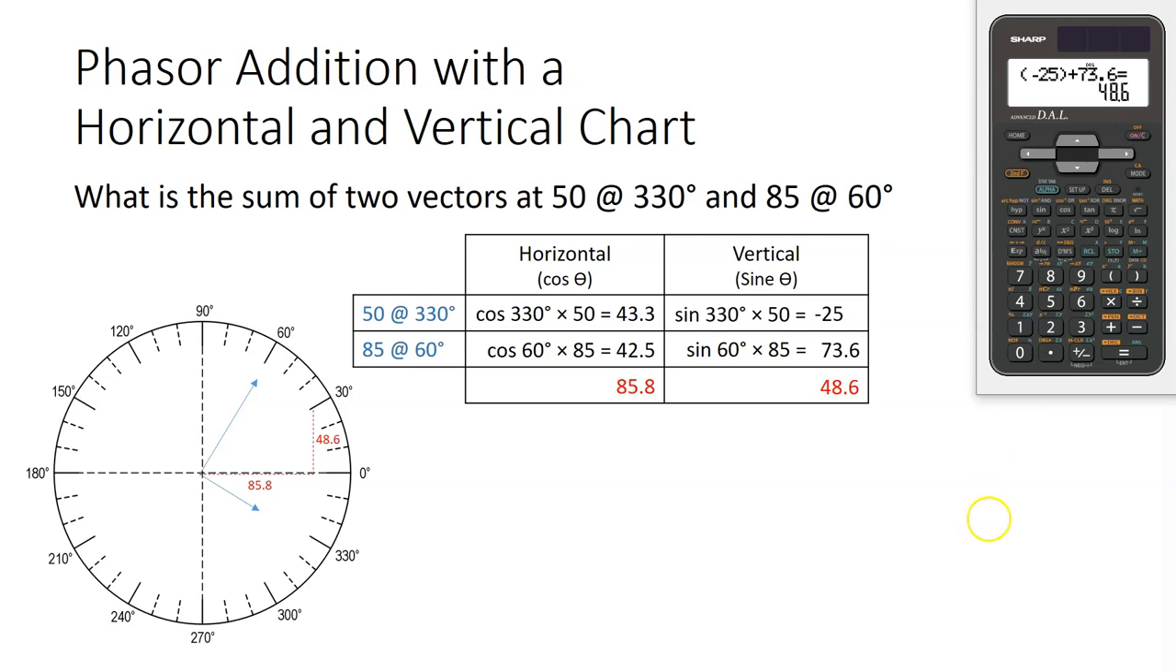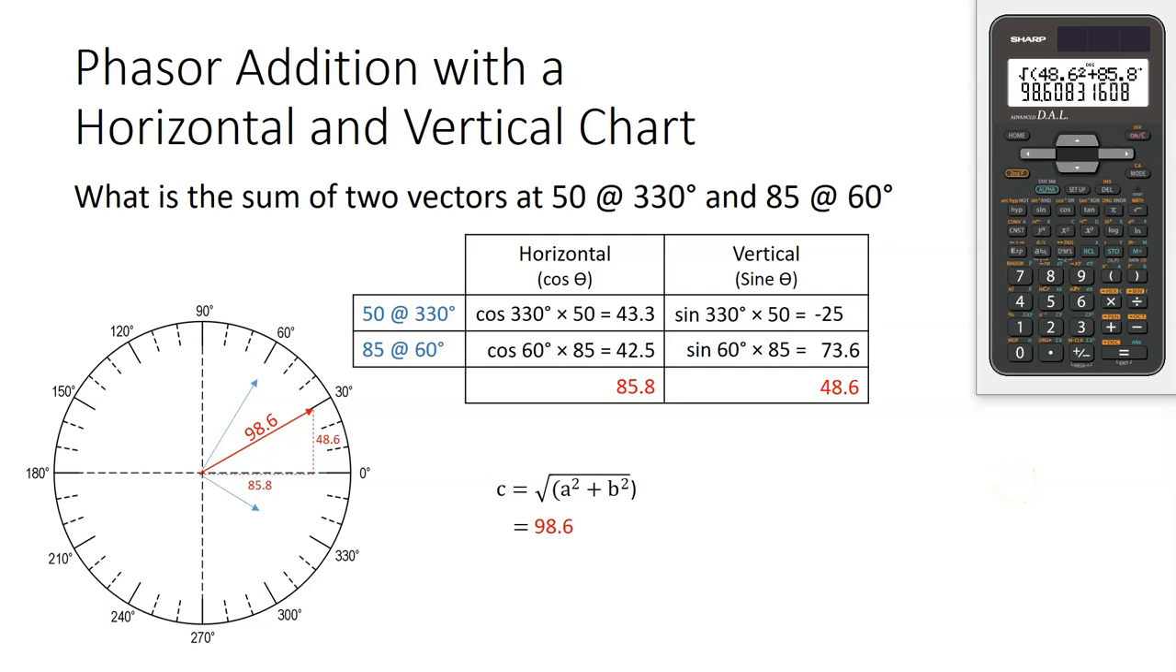To figure out the resultant phasor, we need to use our Pythagorean theorem. C squared equals a squared plus b squared, or transposed, C equals the square root of a squared plus b squared. So we'll enter those into our calculator. So the square root, open brackets, a is our altitude, 48.6, the vertical is our altitude, squared, plus 85.8 squared, close the brackets. It equals, we end up with 98.6 as our resultant vector, our resultant phasor. We'll plot that vector on the phasor diagram.